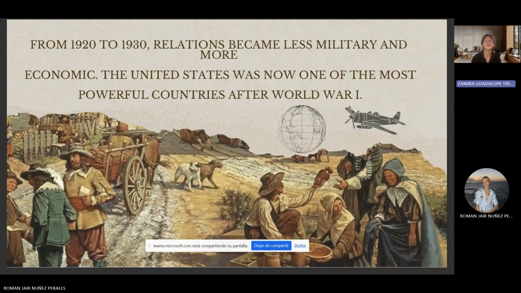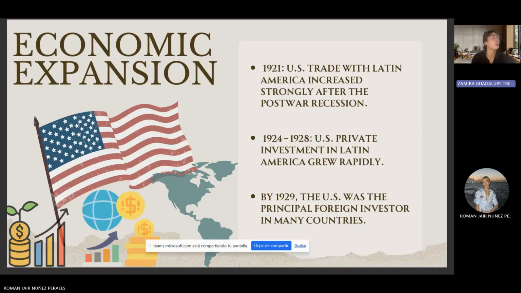Well, during this decade, the relations became less military, of course, because World War I happened in the previous decade. So in these years, the relationship was mostly economic. The United States was one of the most powerful countries after World War I, because, as we previously mentioned, it became the first manufacturer of those years. And during this decade, the impact of World War I was really the thing that impacted Latin America and the United States. And during the 1920s, US companies invested heavily in many things in Latin America and also in Mexico.